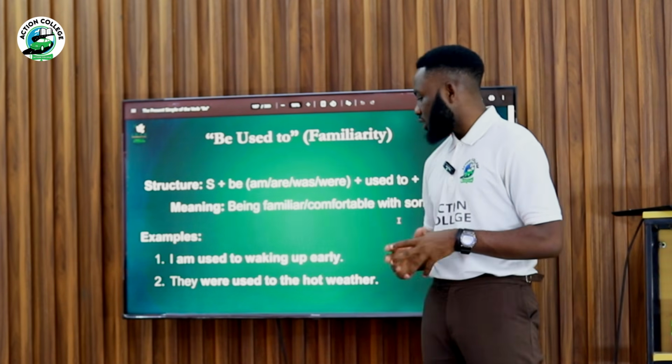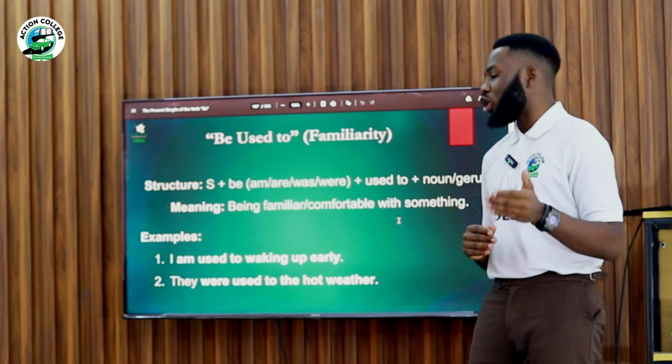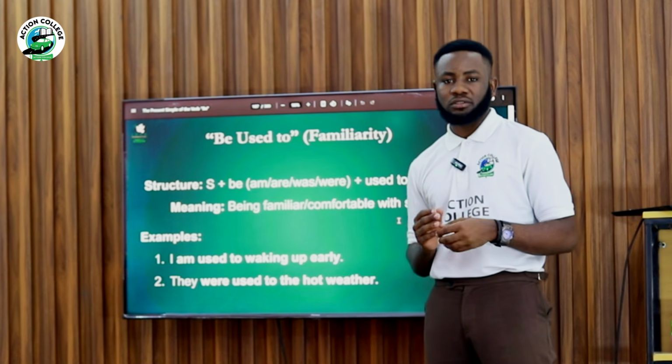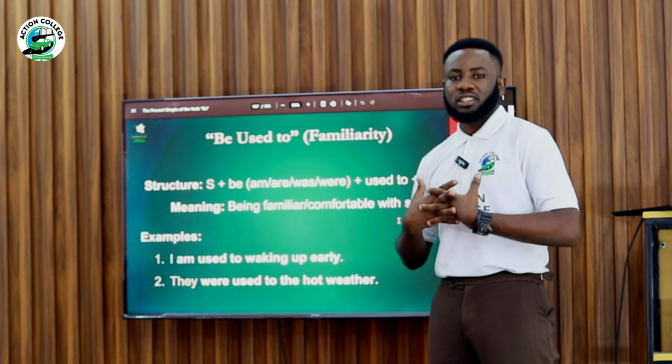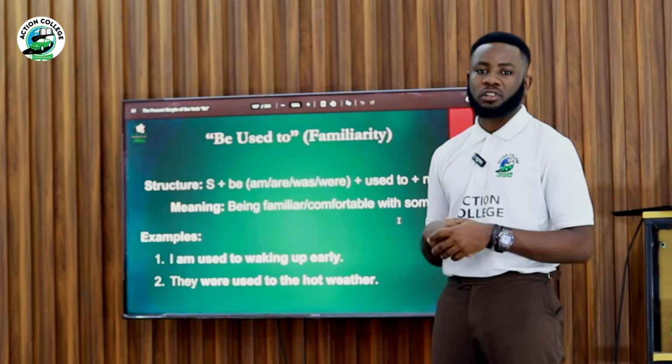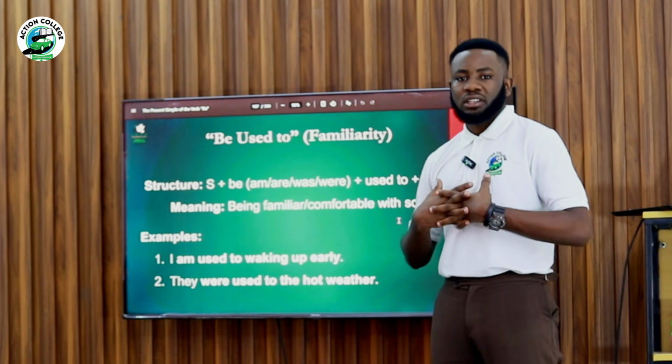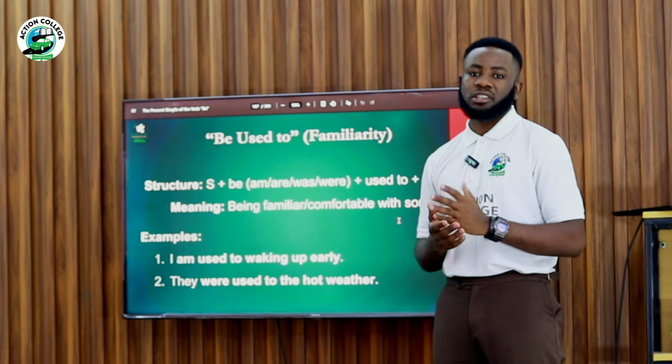And then number two, "They were used to the hot weather." They were used to the hot weather, meaning that being in the hot weather is not a problem for them, it doesn't discomfort them, and they still are comfortable with that.